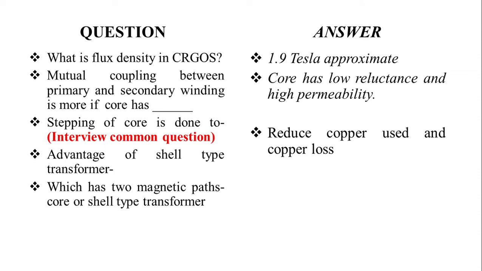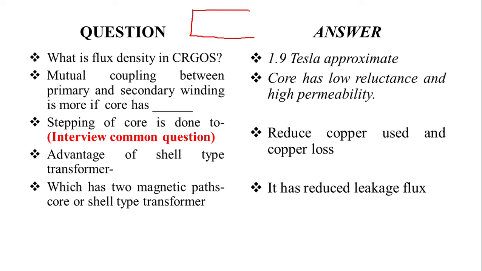Okay. Next, the advantage of shell type transformer is reduced leakage flux. Why is it so? In case of a shell type transformer, both the windings are wound on the same limb. Here, this is a shell type transformer. It has three limbs, that is 1, 2 and 3. So these windings are wound on this central limb. That's why it has reduced leakage flux.